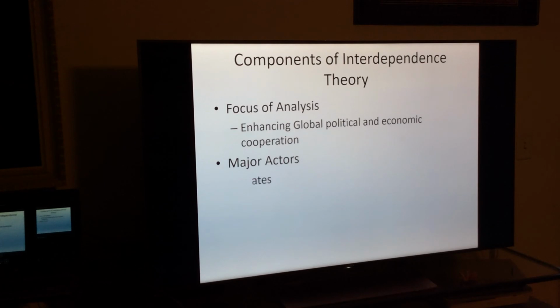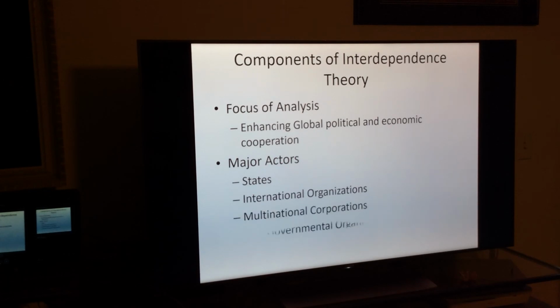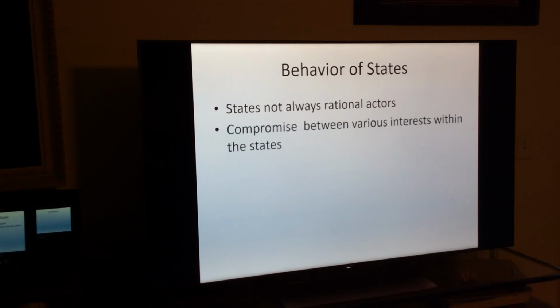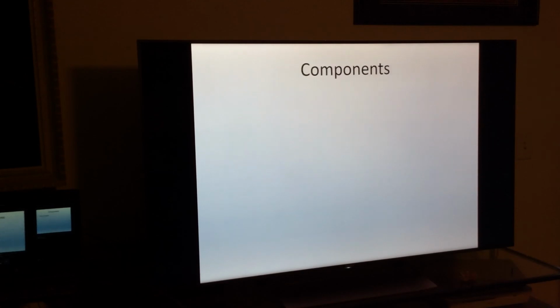Your major actors are states, of course. States are always going to be a major actor. Also international organizations, multinational corporations, and non-governmental organizations, which we've named some. The behavior of states is not always rational. It is a compromise between various interests within the states. You're going to have varying interests on whatever. Some people want free trade, some people don't. Some want protectionist policies, some don't. So you have those competing interests trying to vie for power, and you want that compromise.